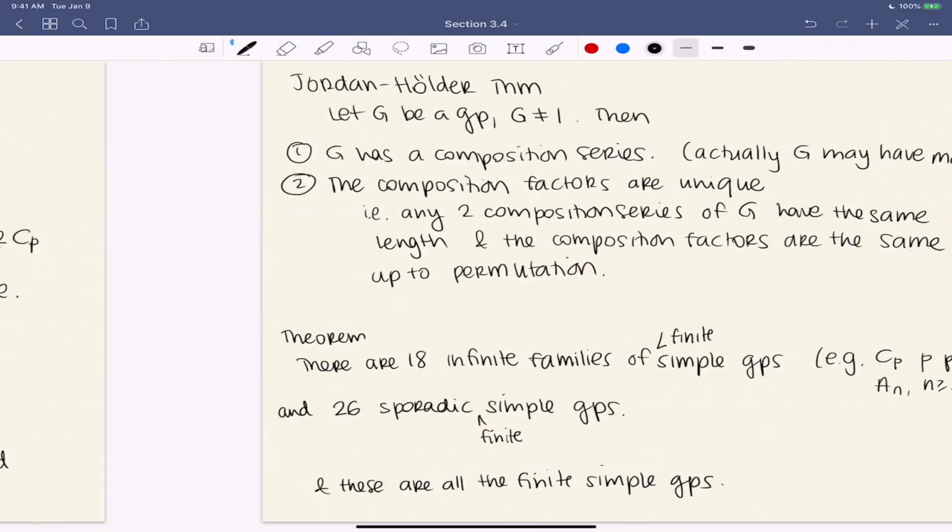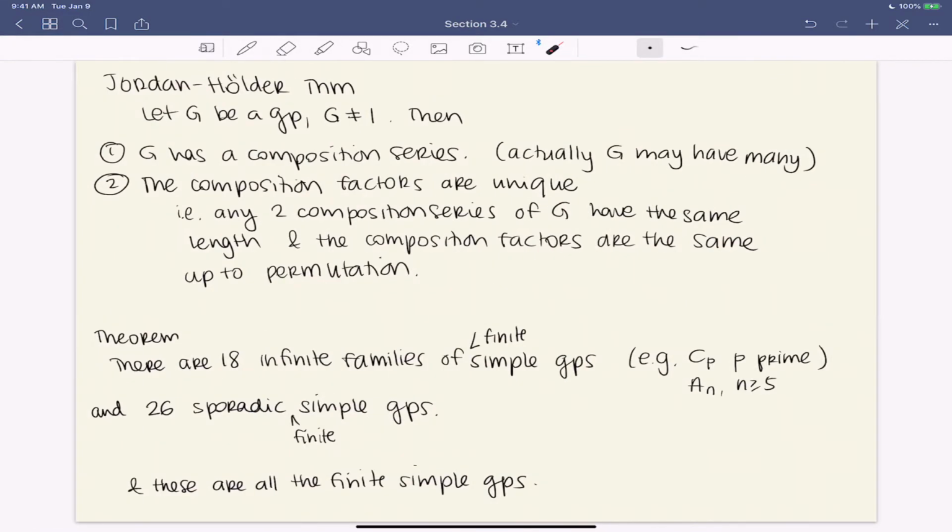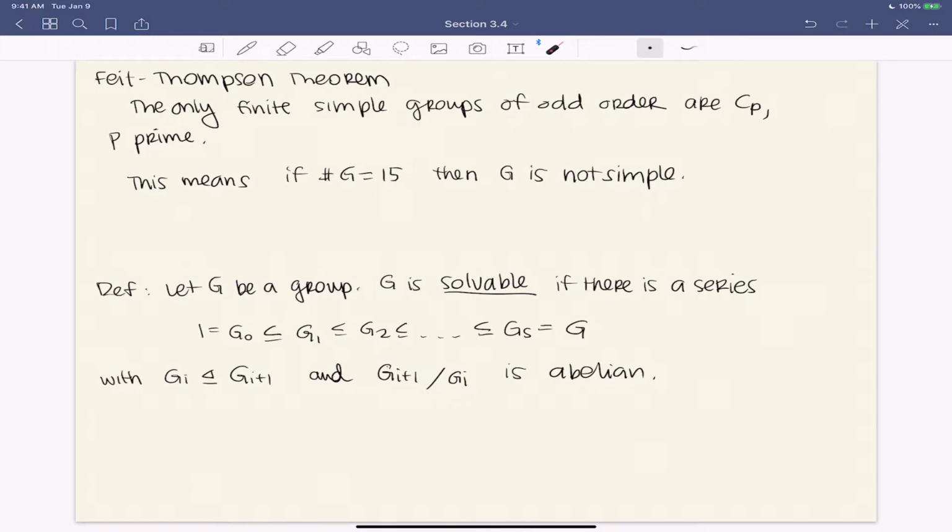Okay, so same setup as here, right? You want groups inside other groups, and they're all normal, and you look at the quotient. But here you want the quotient to be abelian. Okay, so the composition series is when they're simple, and simple is like prime. So it has kind of the same properties as factoring into primes.